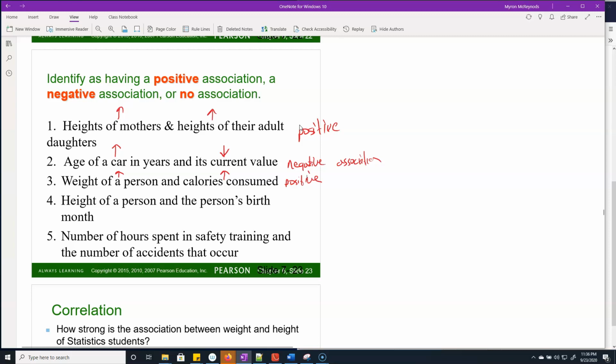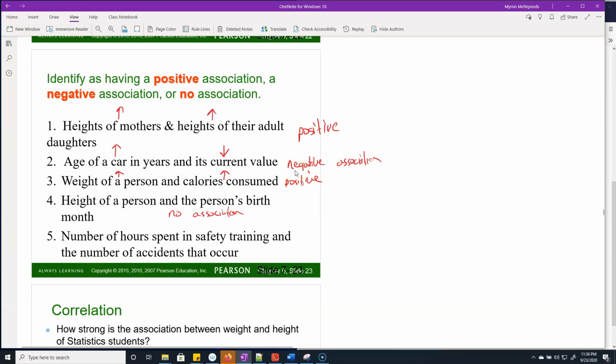What about the height of the person and a person's birth month? I mean, as your birth month goes up, no, this doesn't make any sense. There's no association there. Your birth month does not have anything to do with your height. Like, as your birth month goes up, your height doesn't go up or down or anything like that.